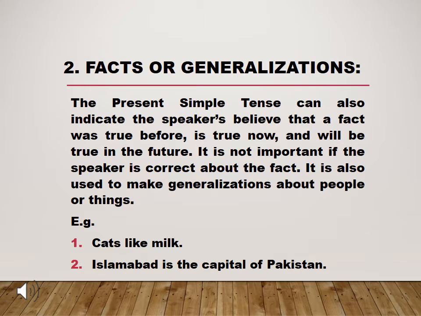For example, cats like milk. Now it's the generalization of cats because all the cats like milk. In example number 2, Islamabad is the capital of Pakistan. Now it is the fact because this is not going to change.